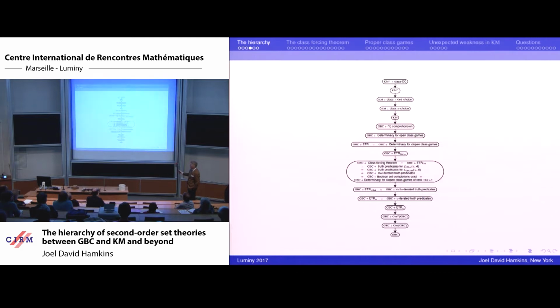And then you get into the second-order fragments of comprehension that lead up to KM, and class choice is strictly stronger, not provable in KM. And then there are these fragments at the top. So this picture is linear, of course, but the hierarchy we know is not linear. For example, Delta 1-1 comprehension is incomparable with ETR, and there are other instances of nonlinearity that I didn't show. What is the base theory you proved? GBC. So we're using GBC as the base theory.